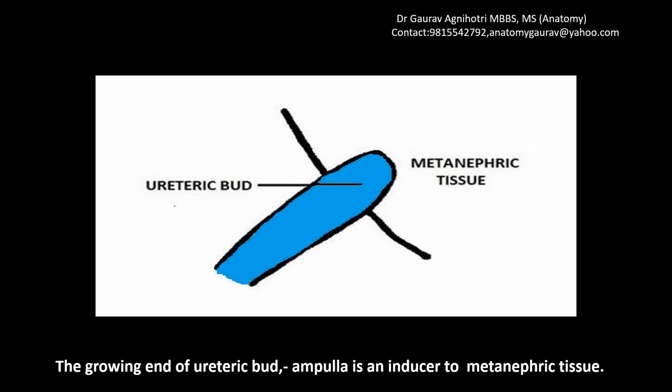So this ureteric bud shows a dilatation at its growing end called the ampulla, and this ampulla divides repeatedly to form the pelvis, the calyces, and the collecting tubules. So this here is the region of the ampulla. This growing end of the ureteric bud, the ampulla, is also an inducer to metanephric tissue.